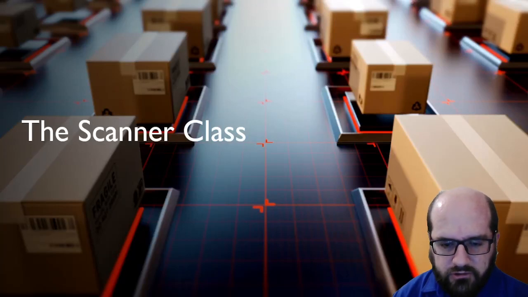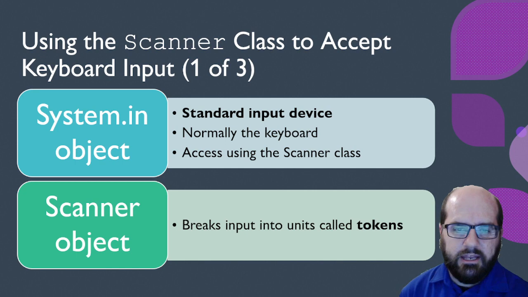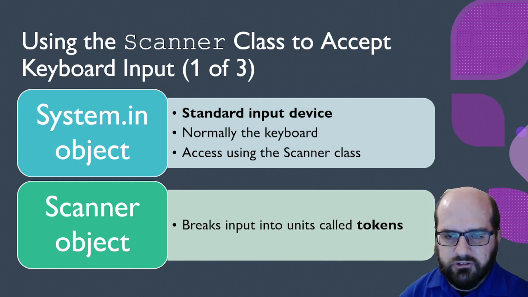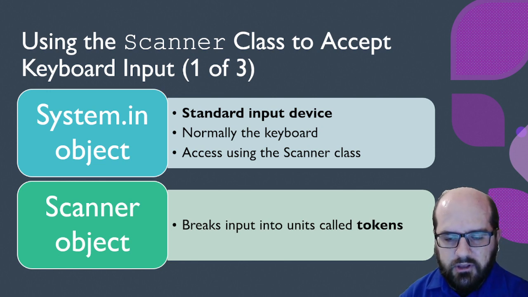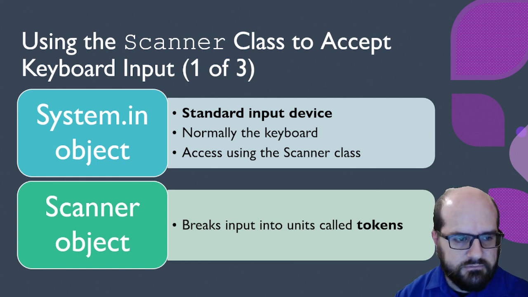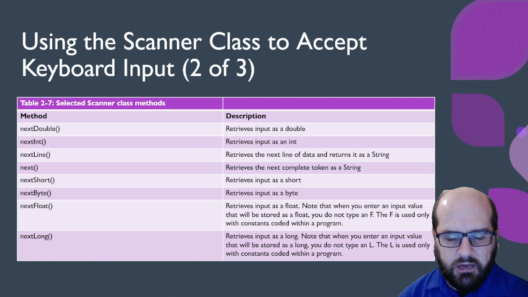The Scanner class. What is the Scanner class? Well, the Scanner class allows us to bring in data from the console. System.in is the object that allows us to access the keyboard and bring in data from the user. The Scanner object breaks input into units called tokens, and it has several methods. These methods allow us to bring in different data types.